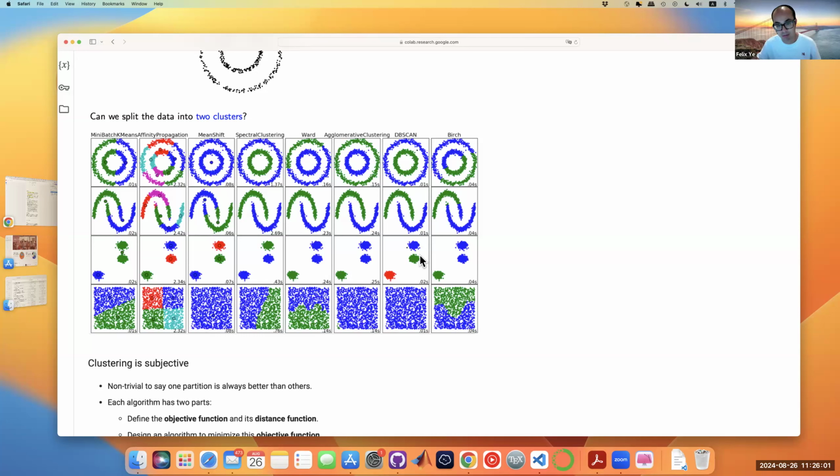Or we can say we have 3 clusters, and that means each blob belongs to its own individual cluster. So it's very subjective. It doesn't mean one has to be better than the other. It's up to certain applications. All right, so let's go back to the notepad.